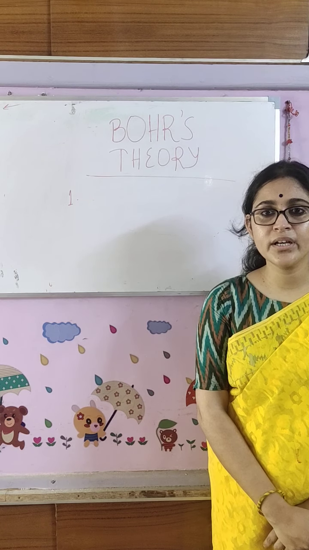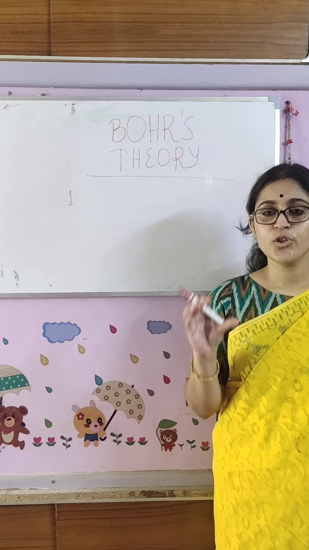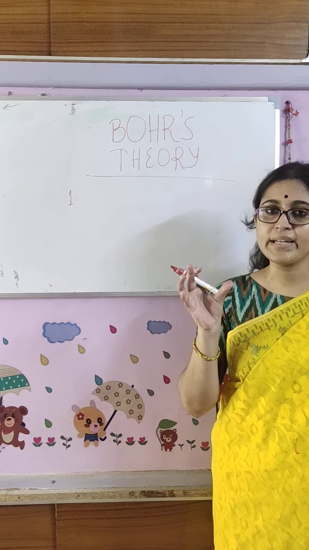What is the key term here? Definite energy. So all the orbits that are present around the nucleus where the electrons are revolving are accompanied by a definite amount of energy, and that energy is fixed. The energy will not change for any electron, for any orbit.